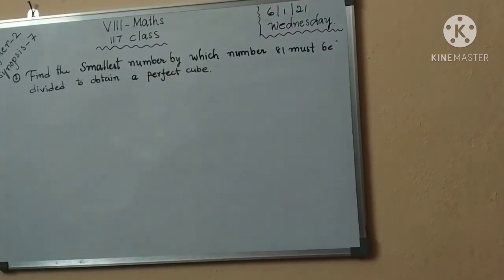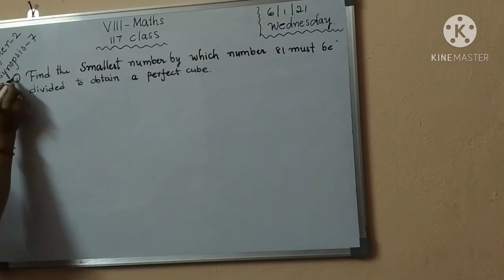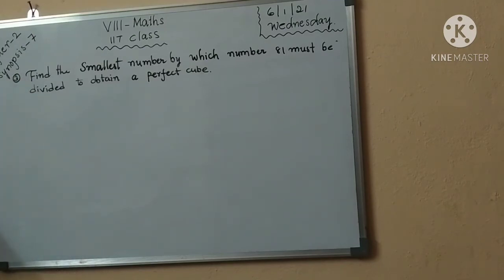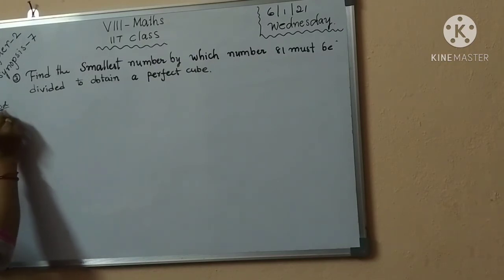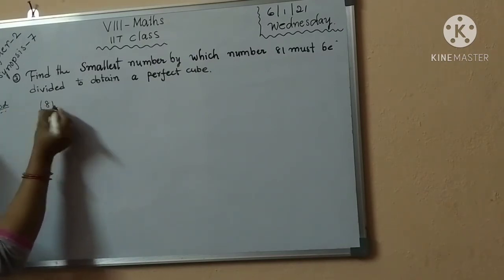Next problem: find the smallest number by which 81 must be divided to obtain a perfect cube. We know that 81 is not a perfect cube, but let us check once again whether 81 is a perfect cube or not. So, given the number 81, we do the prime factorization method.